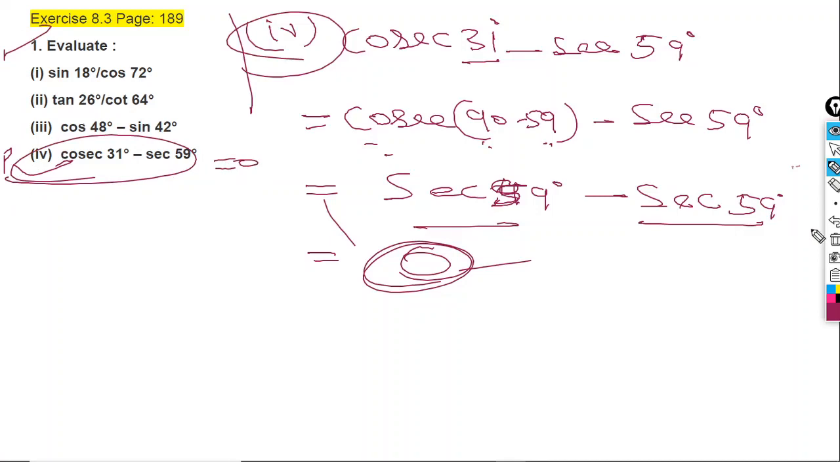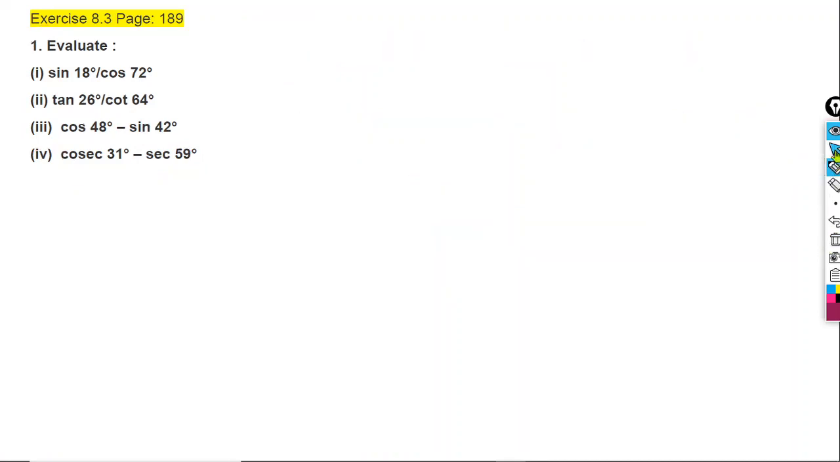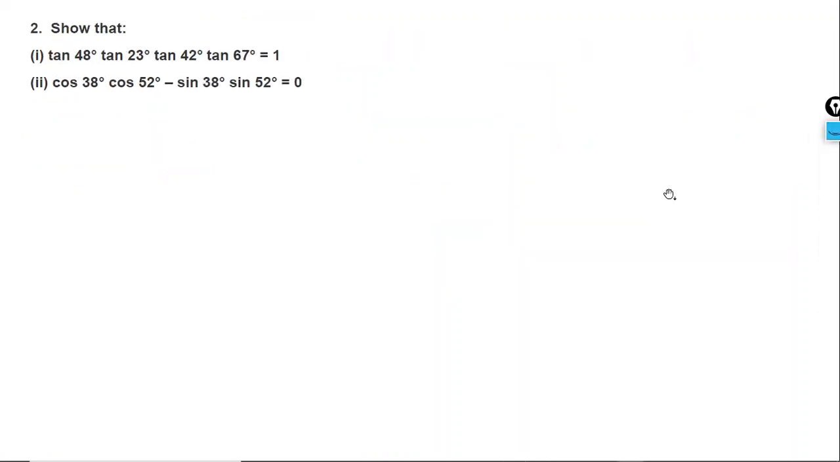Now after question number 1, we will move to question number 2. Here it is, question number 2. Prove that tan 48 degree into tan 23 degree into tan 42 degree into tan 67 degree is equal to 1. Okay, let's start. We'll write the question first.